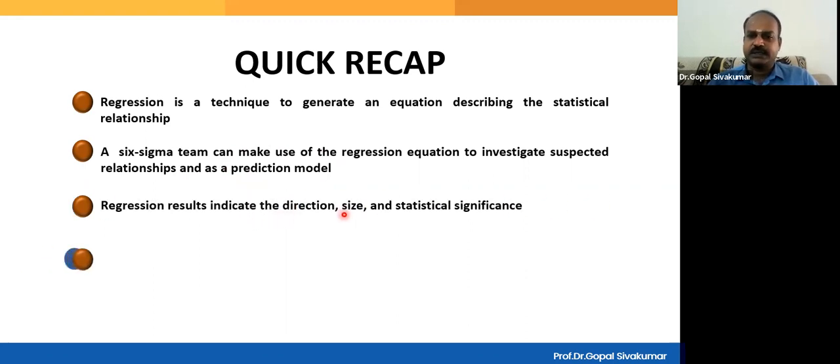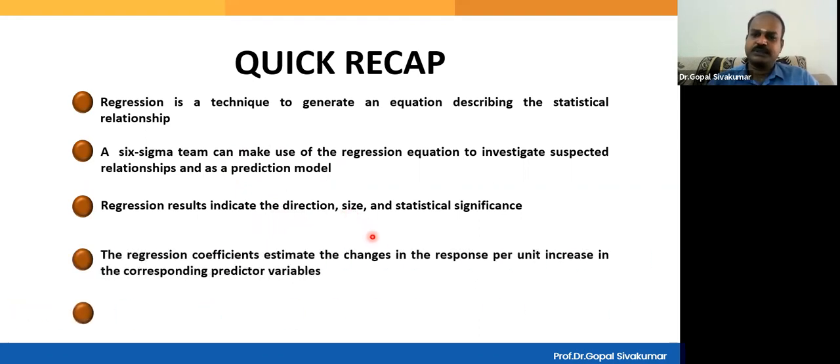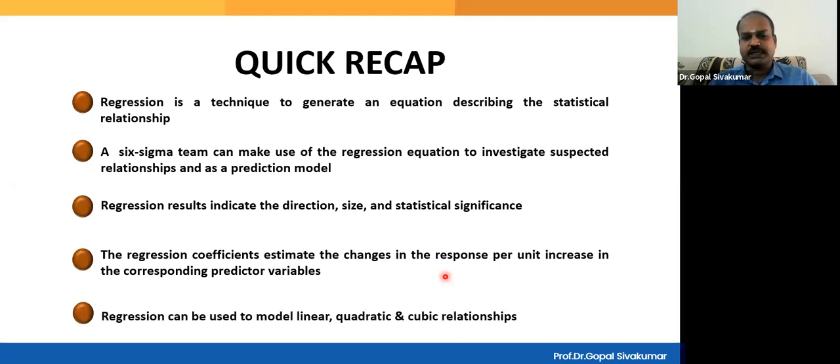And regression result can indicate the direction, size, as well as statistical significance of the relationship. The regression coefficient can help you to estimate the change in the y variable for every unit increase in the x variable. You increase the x by 1 unit, what will happen to the y variable? The regression coefficient will answer. So regression can be used to model linear relationship, quadratic relationship, cubic relationship, or even higher order relationship. But the initial clue comes from the scatter diagram. If the scatter diagram reveals the relationship is linear, go for a linear model. If the scatter diagram suggests the relationship is parabolic, then go for a quadratic model. If it is cubic, go for a cubic relationship.